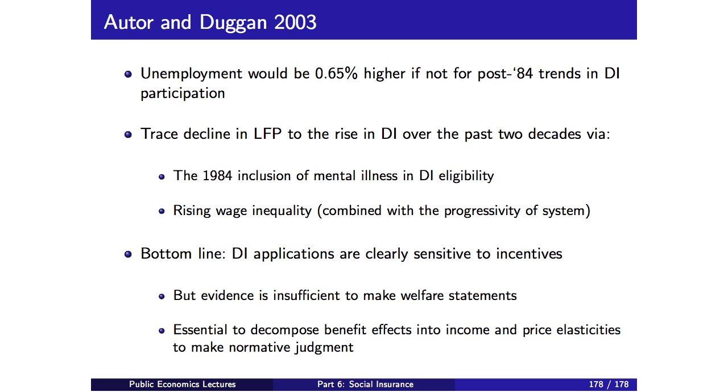So what's the bottom line here on DI? It's clear that DI applications, I think, are sensitive to incentives. We've seen a couple of very good empirical papers that document that. But I don't think we know enough yet to say whether the fact that more people are on DI as benefits are increased is a good or bad thing, and whether we have benefits that are too high or not. So clearly that's an area where a major contribution remains to be made. Okay, questions?